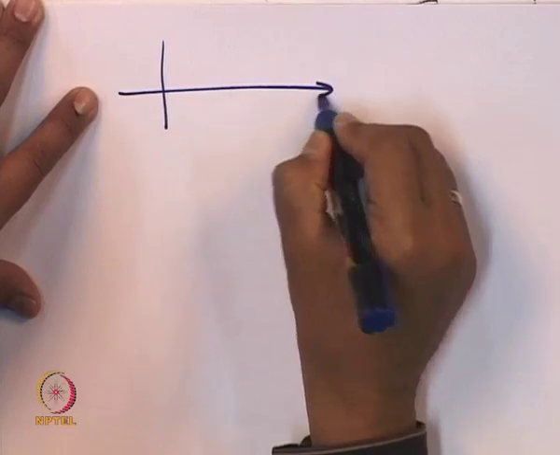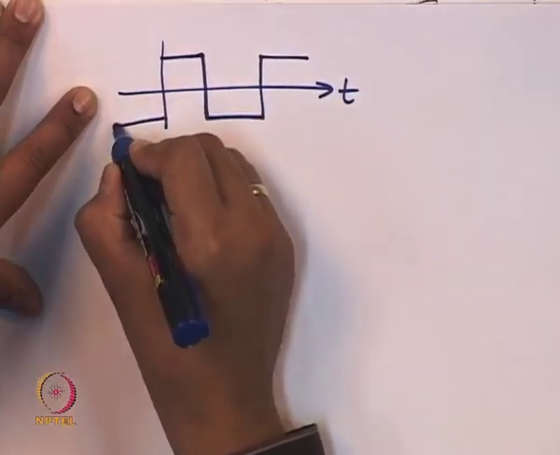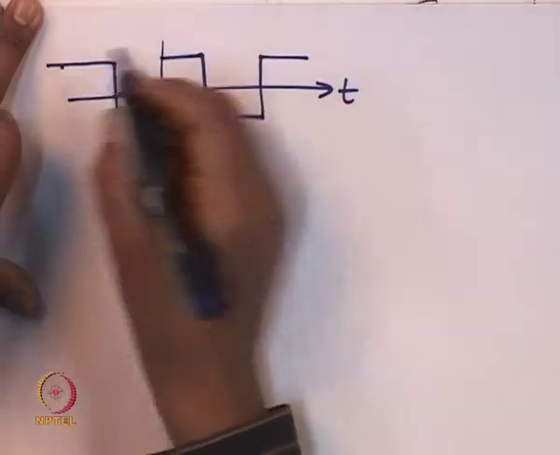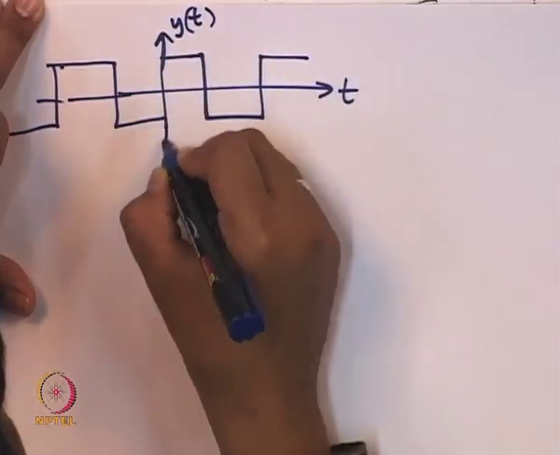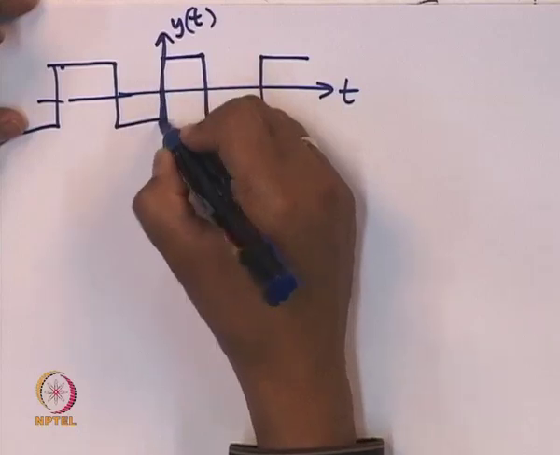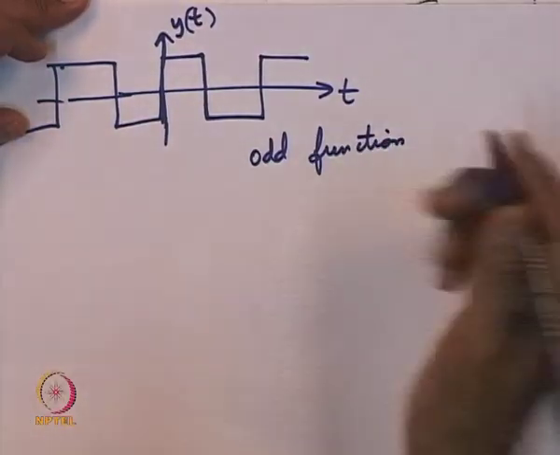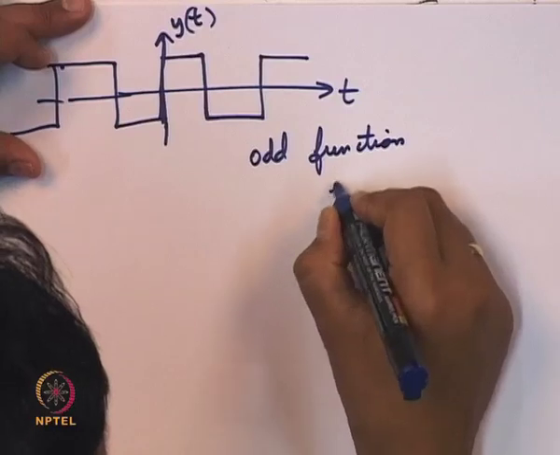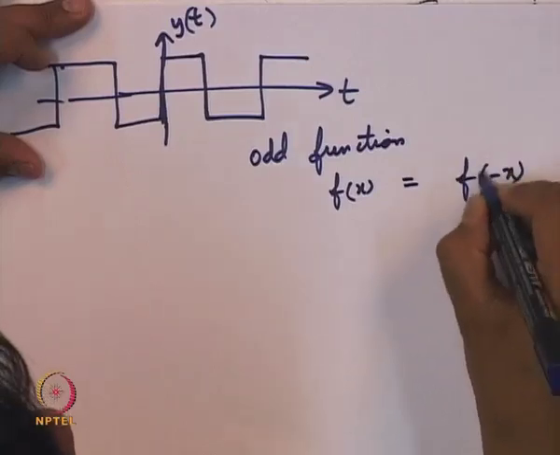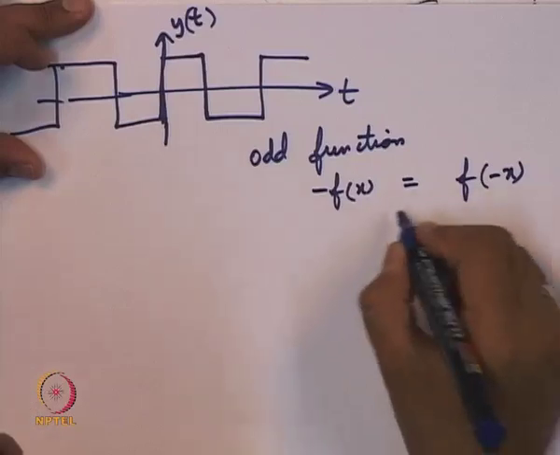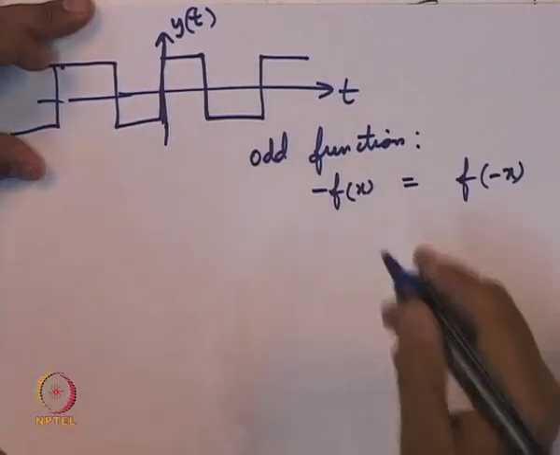So let us just draw this input and output. The output is something like this. This is y of t, and this is t. Notice that this output is an odd function. When do you call a function odd? When f of x is equal to minus f of minus x, whereas f of x equal to f of minus x is what we would call even. If some function f of x satisfies the odd property, then you say f of x is an odd function.